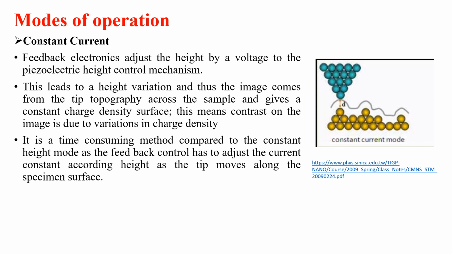So this leads to a height variation, and thus the image comes from the tip topography across the sample and gives a constant charge density surface. This means the image is due to variation in the charge density. It is a time consuming method compared to the constant height, as the feedback control has to adjust the current constantly according to the height as the tip moves along the specimen surface.